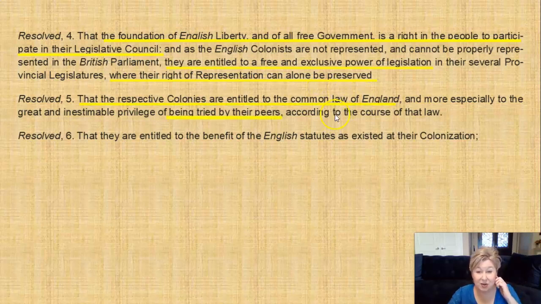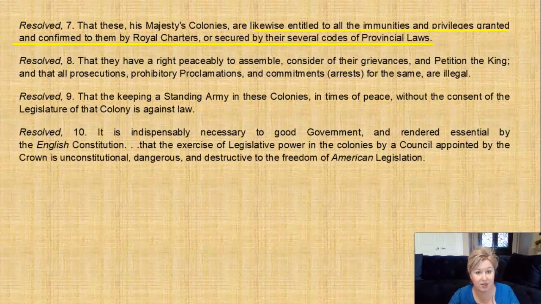Number 5, we're entitled to the common law of England, especially being tried by our peers. And we're entitled to the English statutes that existed at the time of our colonization. So all the English law should apply to us as well.